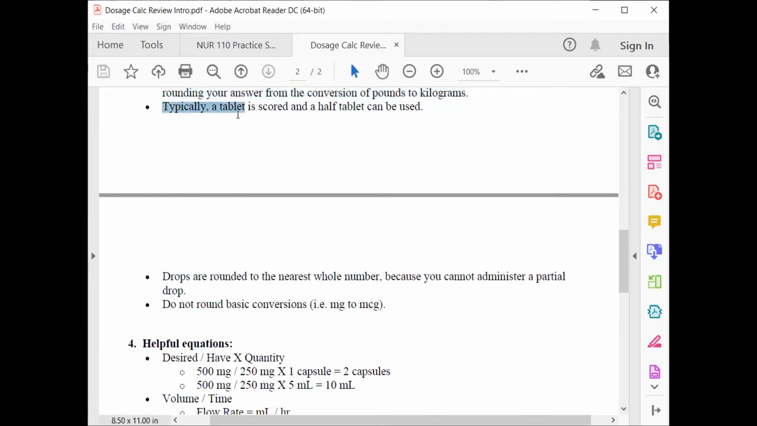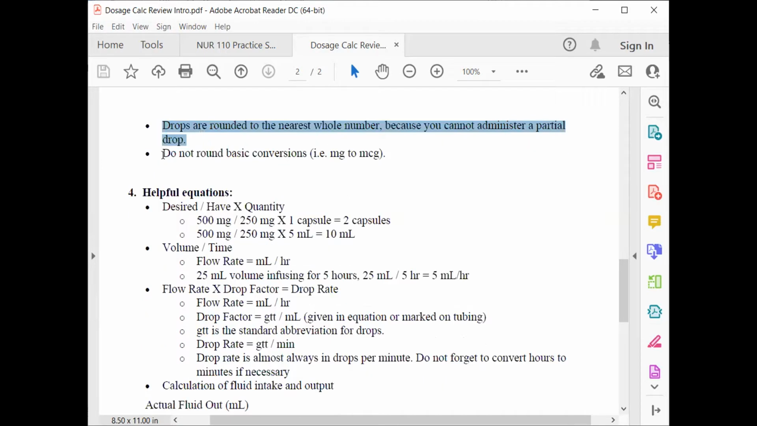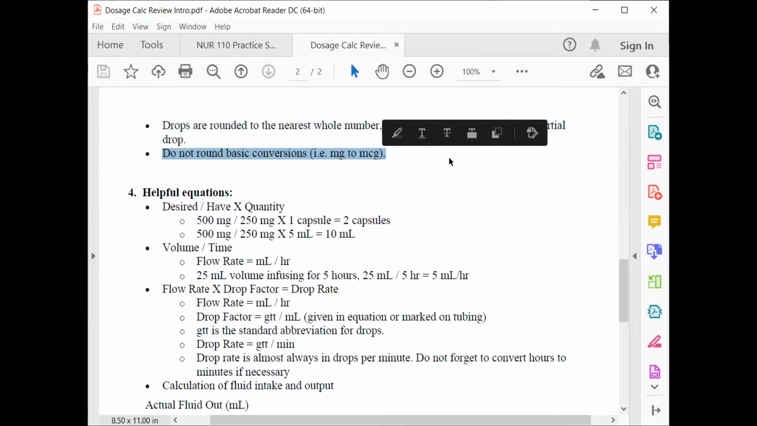You'll hear me repeat this in the coming, or probably on Thursday. Typically, a tablet is scored and a half tablet can be used, which means you can give someone half a tablet. You cannot give somebody half a capsule. You don't need to worry about drops just yet. That'll be next semester, but you can't give partial drops. And then this is something I already mentioned. Do not round basic conversion. So if I'm going from milligrams to micrograms, whatever that answer is, write that answer. Do not round it.